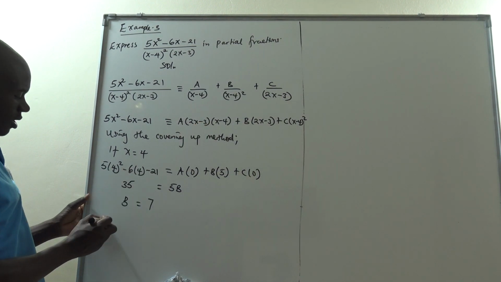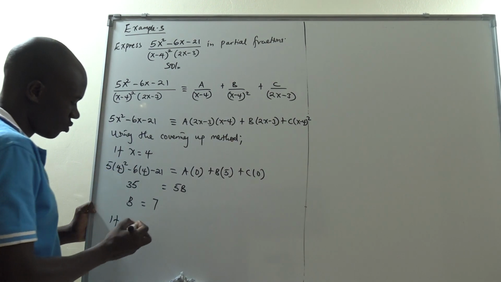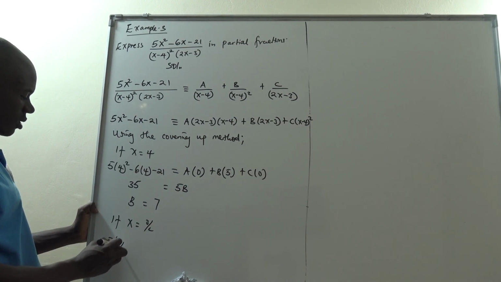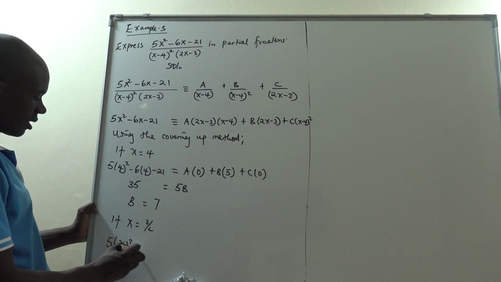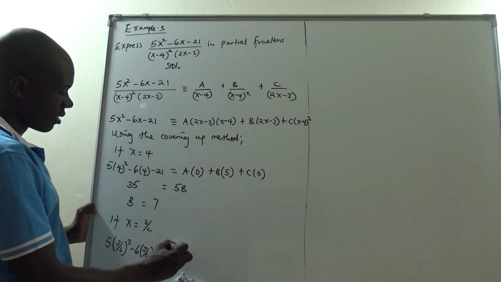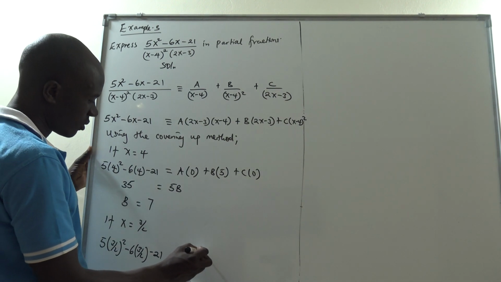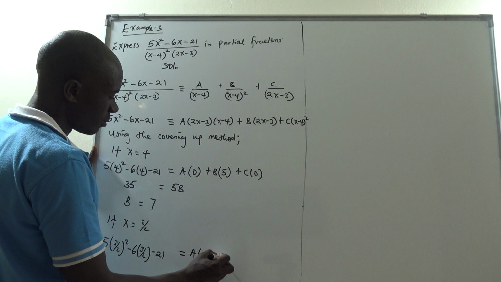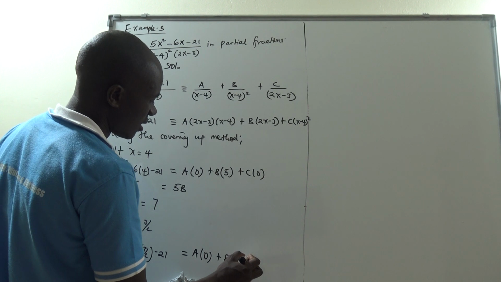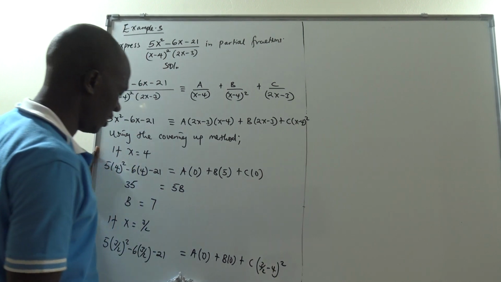We'll still go ahead. How can I eliminate another one? If x equals 3 over 2. So can we substitute to get 5 into (3 over 2) squared minus 6 into 3 over 2 minus 21 equals A into (3 out of 2 times that, we are getting 0), plus B still into 0, plus C into (3 over 2 minus 4) the whole of it squared.